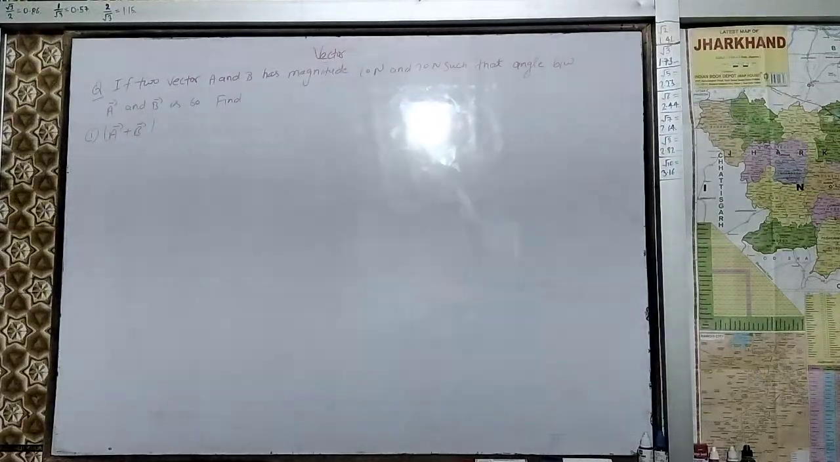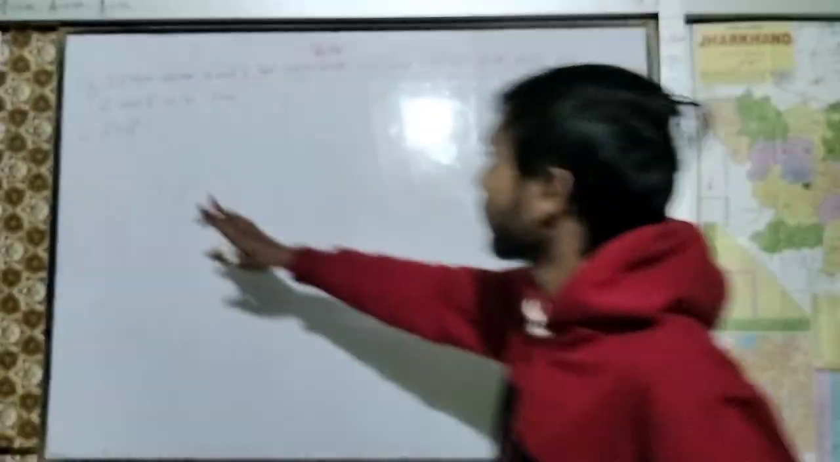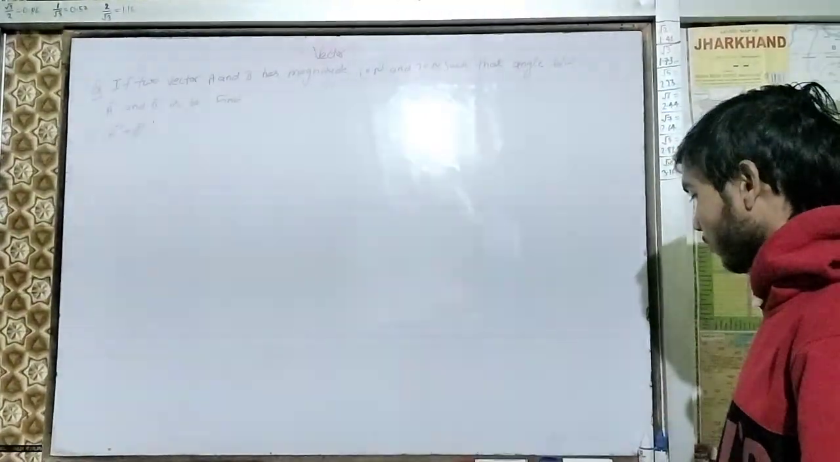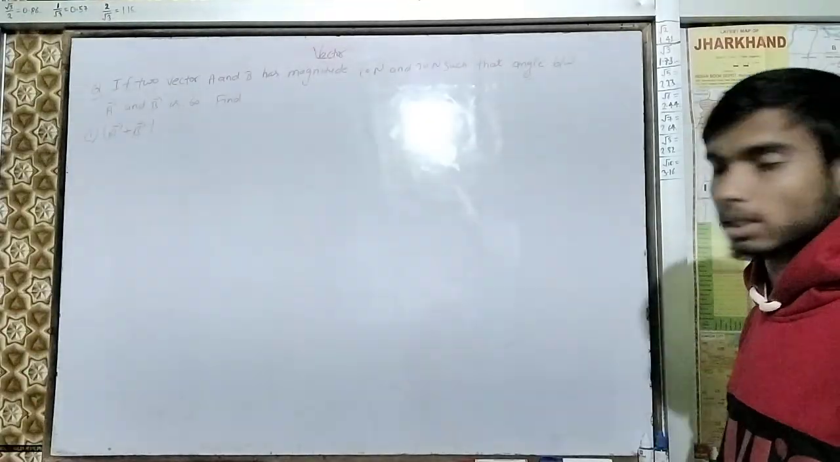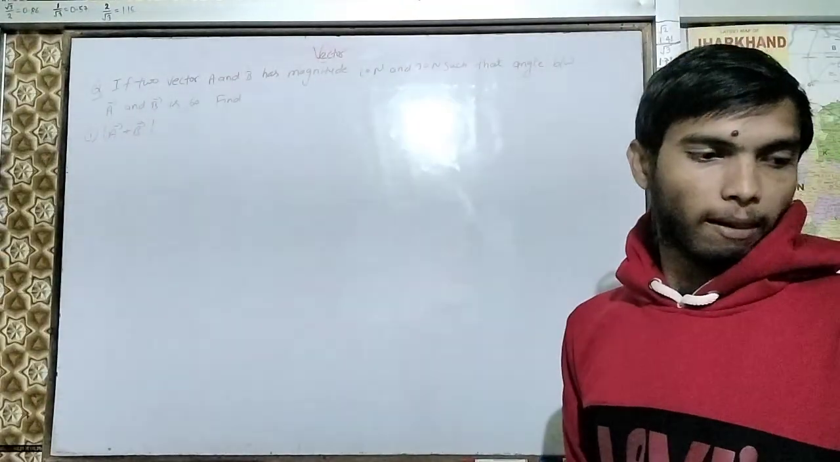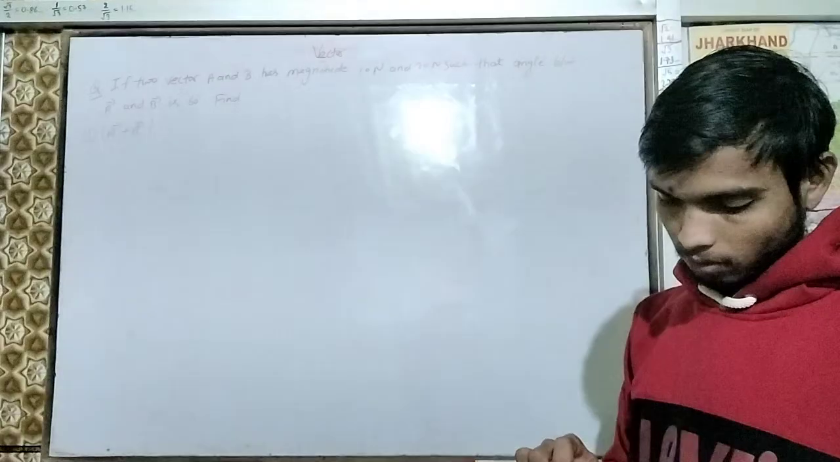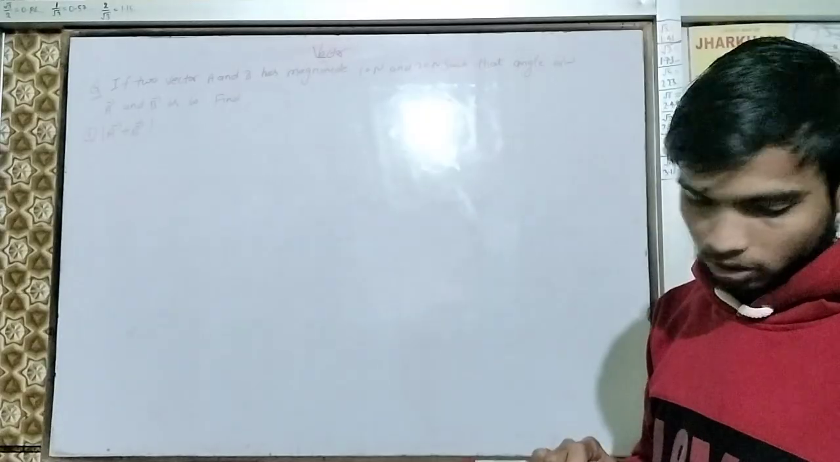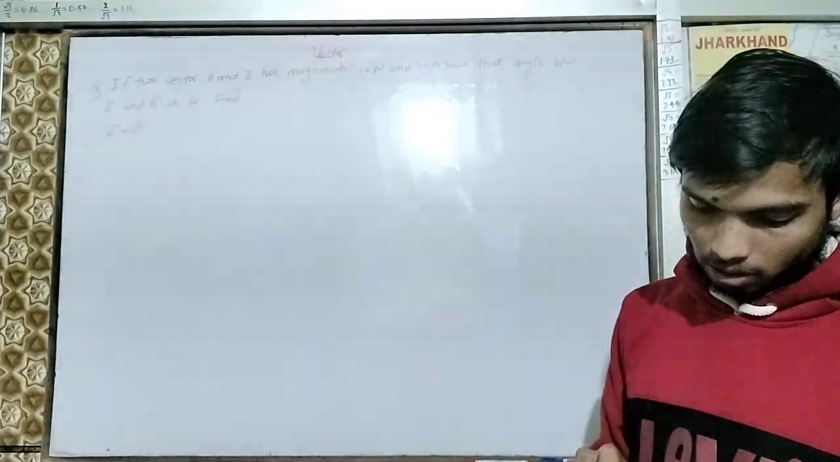Look at this question. Here we know that magnitude of a vector plus b vector is equal to mod of c vector. So the formula will be... we will calculate three things from this same question.